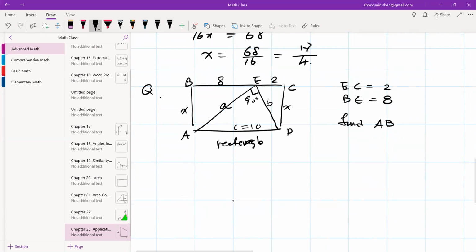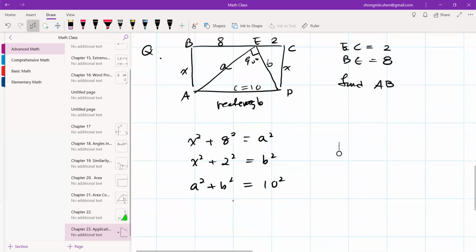Okay, I'm going to show you two different ways to solve, okay? The standard way is to use the Pythagorean theorem. Write down all the possible equations. So x squared plus a squared equals a squared, right? That's the triangle on the left-hand side. Then the triangle on the right-hand side would be x squared plus 2 squared equals b squared. Then I have to use the information here, the triangle inside the rectangle. So a squared plus b squared equals 10 squared.